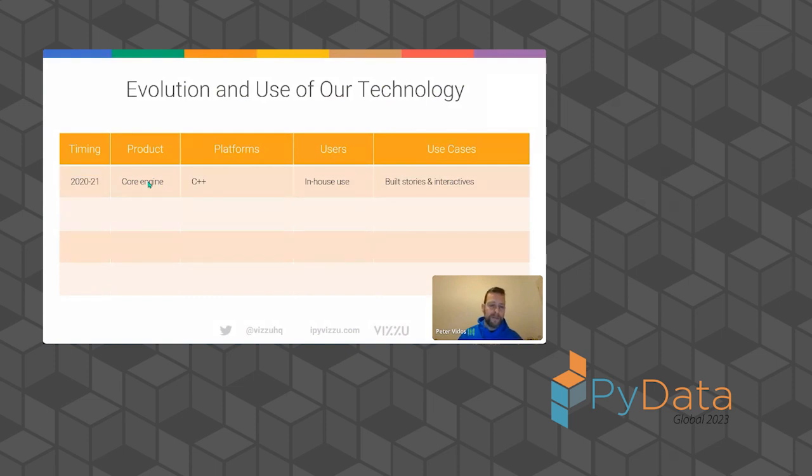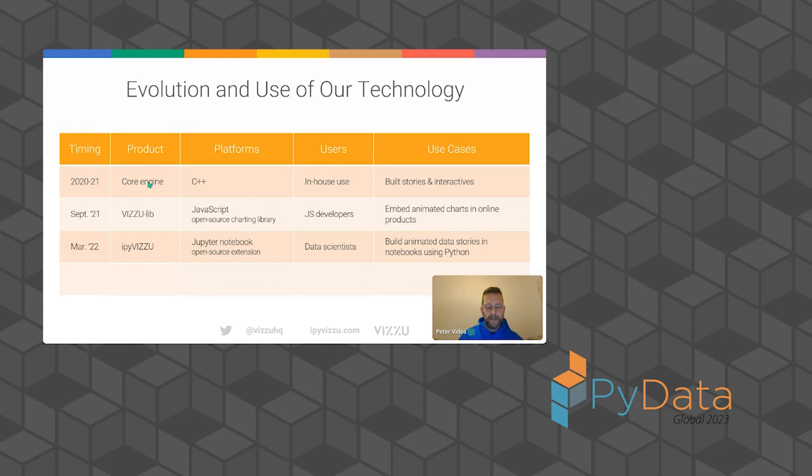So our technology is built on a C++ core engine that we used in house, and then we released our first open source tool, a JavaScript charting library, back in 2021, and the first tools for Python programmers and data scientists came out in March 2022, which we added an extension to back in July 2022, via which people can create these animated data stories that you can actually build, present, and share from a computational notebook such as Jupyter Notebook and others.